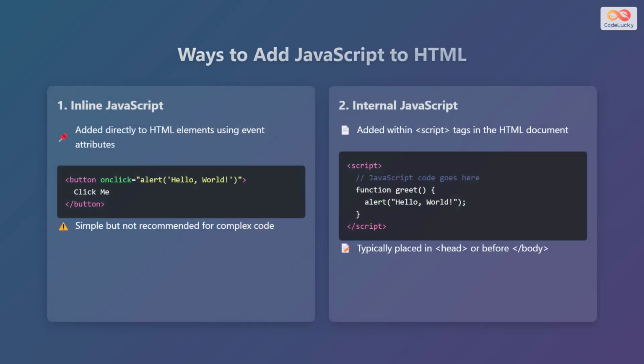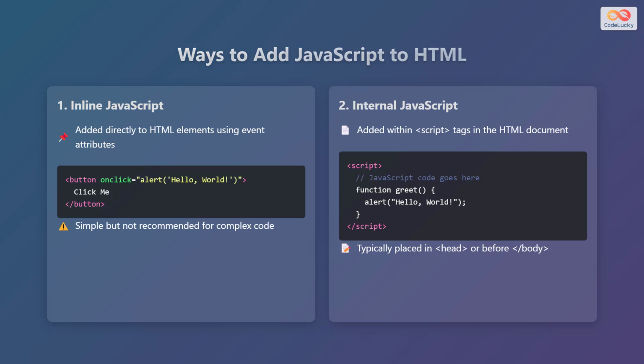There are three main ways to add JavaScript to your HTML documents. The first way is inline JavaScript. This involves adding JavaScript code directly within HTML elements using event attributes, such as onClick. An example of this could be a button element with onClick equals alert, with the message Hello World. This method is simple, but it is not recommended for complex code.